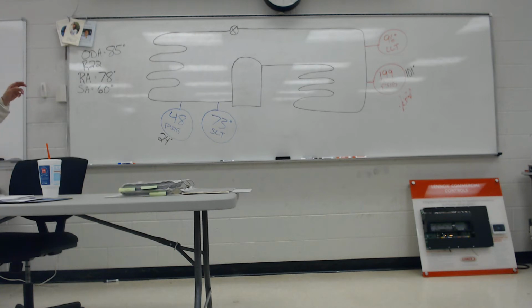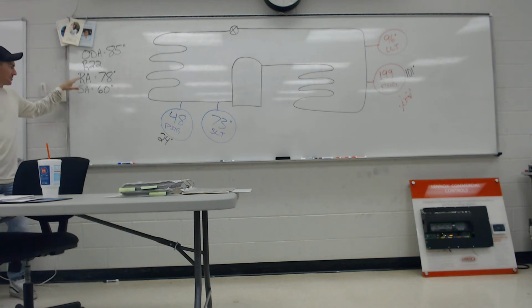What should your split be? 15 to 20 on temperature split, not evaporator TD, but temperature split. I know everyone uses different terminology, but I'm going to say temperature split and then evaporator TD. Temperature split is return air minus supply air, and it should be 15 to 20. It's got 18.